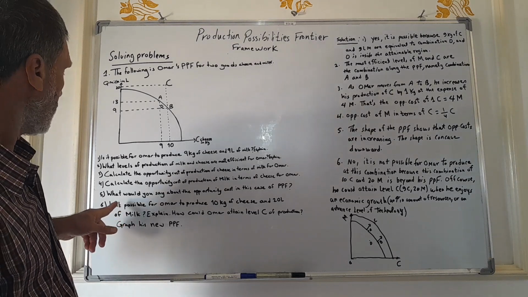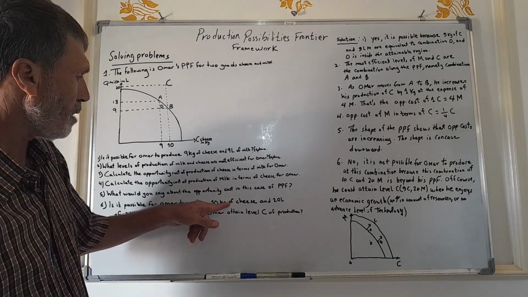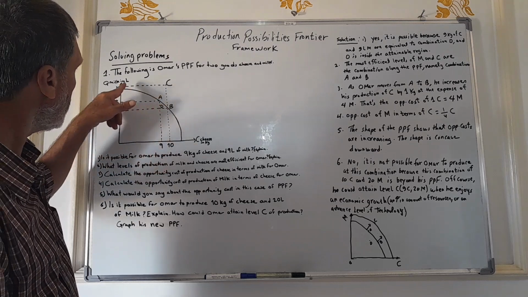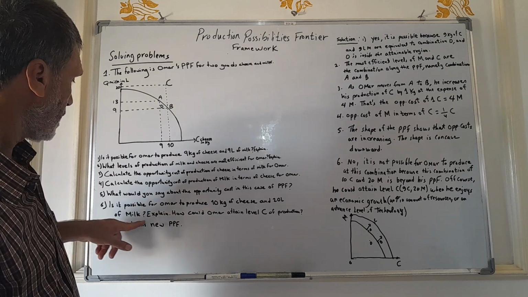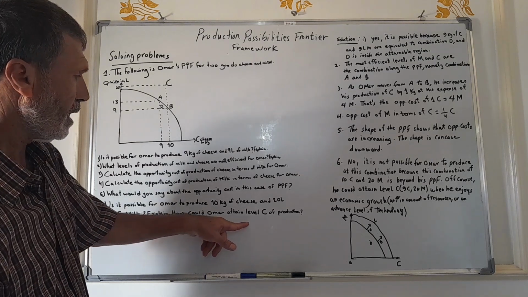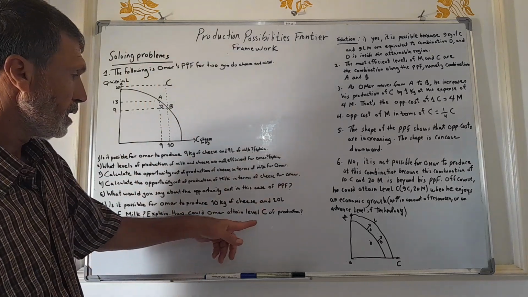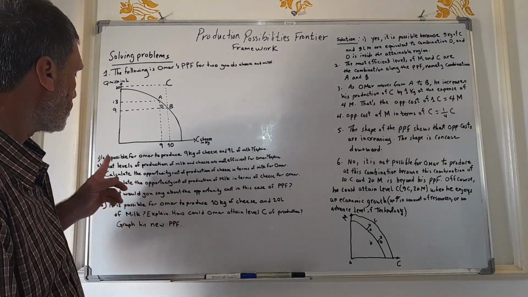6, is it possible for Omar to produce 10 kilograms of cheese and 20 liters of milk? That is at point C. Explain how Omar could attain level C, which is beyond the opportunity cost of production. Graph his new PPF. Let's start with the first question.